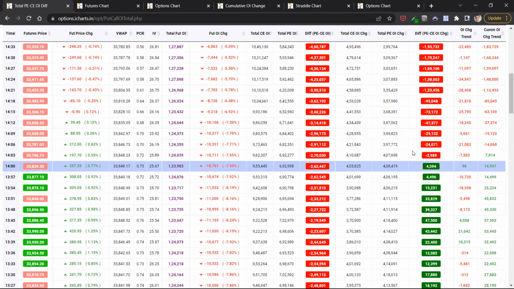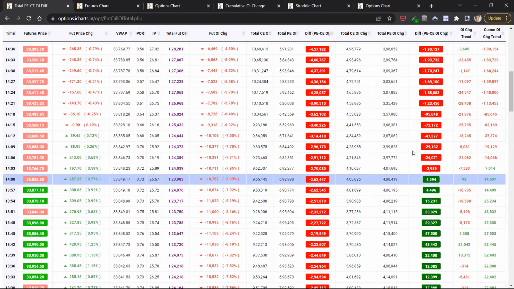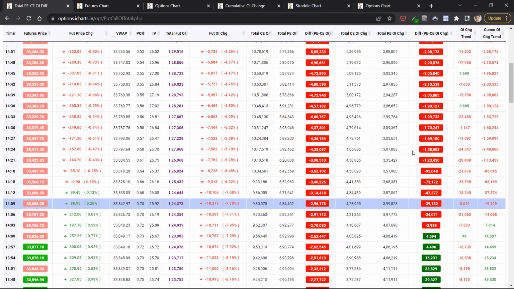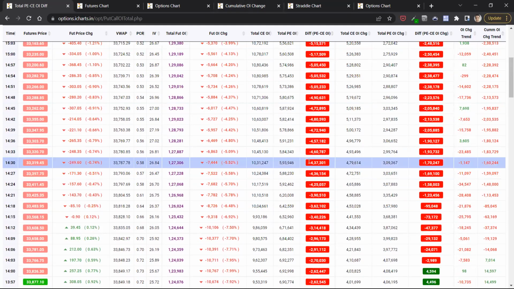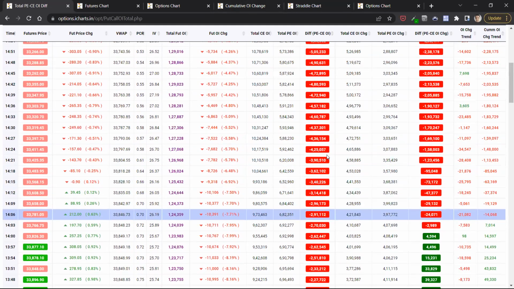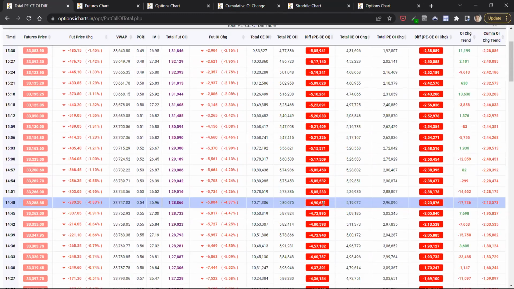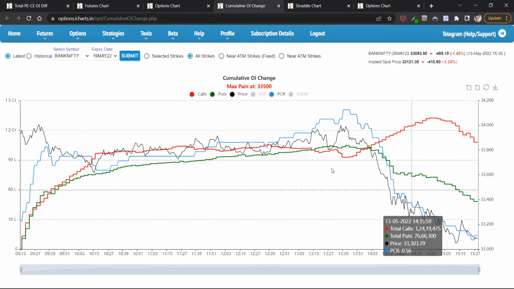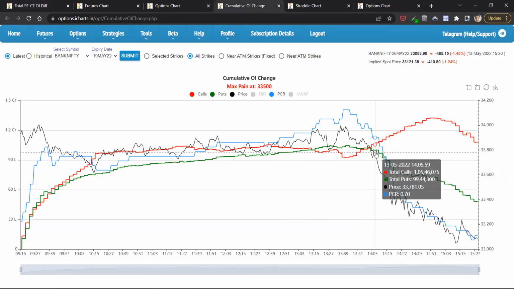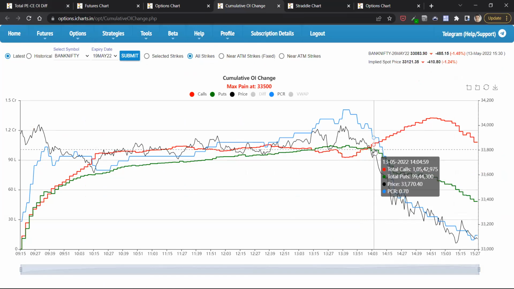Can this also be deduced from the option cumulative OI change chart, that tool? Yes, this was also there. We checked this: it was 14.5, 14.6 when it was actually clear. It was clear around the same time actually.